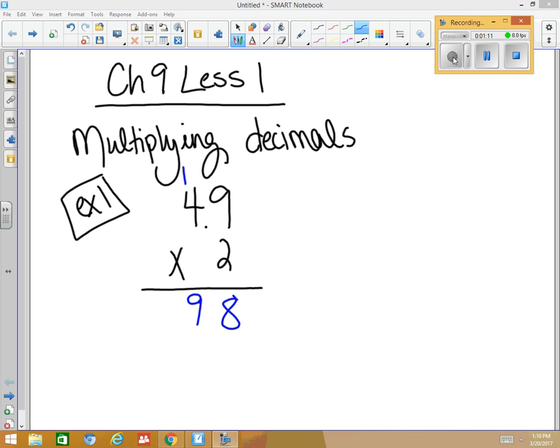How many decimal places do I have in those two numbers? Say it, Riley. 1. I have one number behind the decimal. I have one decimal place in those two numbers. Do you agree? Jacob, do you agree? So, in my answer, I will have one decimal place. And that's the only rule when you multiply decimals. This is easy. Good. Let's go on to something like this.